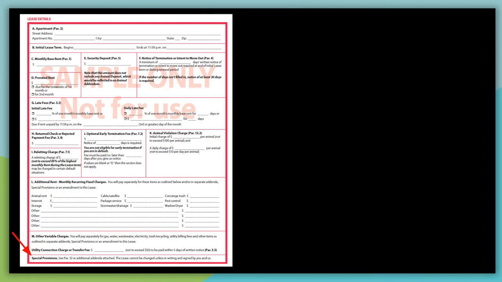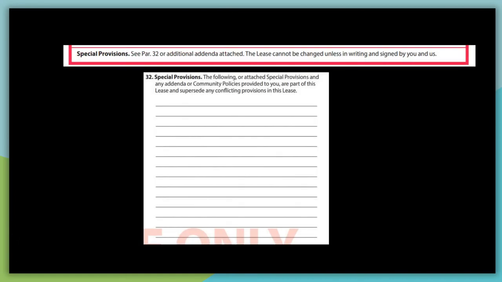The last section of the lease details tells us where to find the special provisions. On the last page of the lease, you will find the special provisions section, or there will be an additional page attached to the lease.